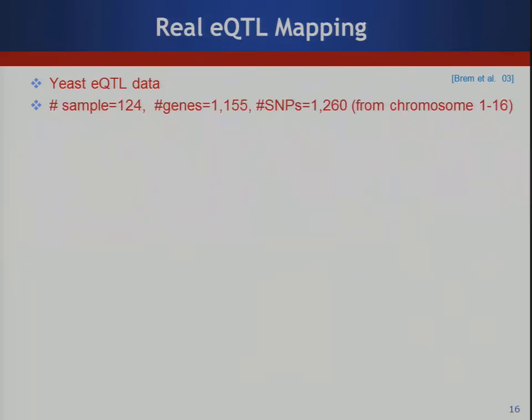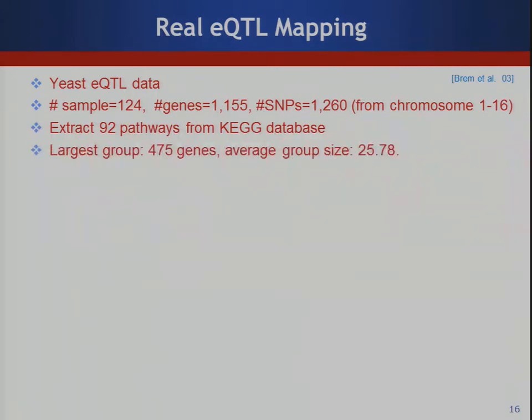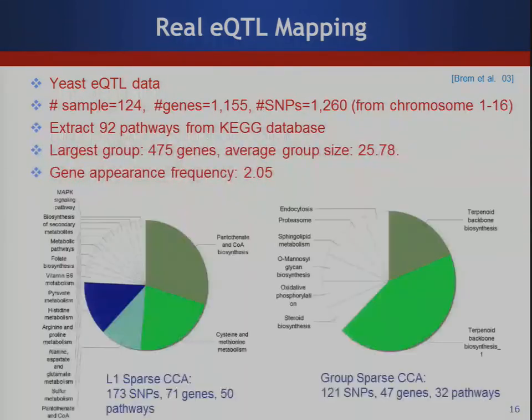Now we apply the structured sparse CCA to real eQTL mapping data. Basically, it's the yeast data. There are about 124 samples, about 1,000 genes and 1,000 SNPs. The SNPs are from chromosomes 1 to 16. We extracted 92 pathways from the KEGG dataset, so you can view that we construct 92 groups of these genes. The largest group contains about 475 genes, and the average group size is about 25. The groups are highly overlapping. I highlight again, each gene on average appears in about 2 groups.